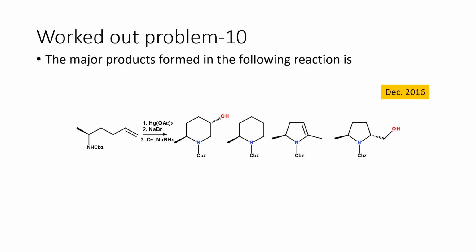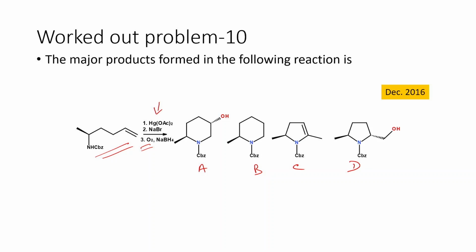Let us move on to the next problem. Here the major product formed in the following reaction is, here an alkene is given. This is treated with mercuric acetate followed by reaction with sodium borohydride. Then the next step is reaction with oxygen and sodium hydroxide, and in the last step we are treating with oxygen and sodium borohydride. We have 4 different options given here as the expected product.